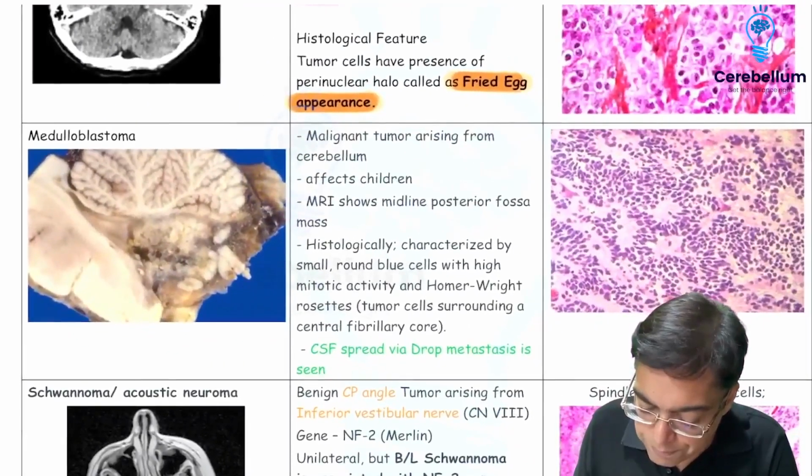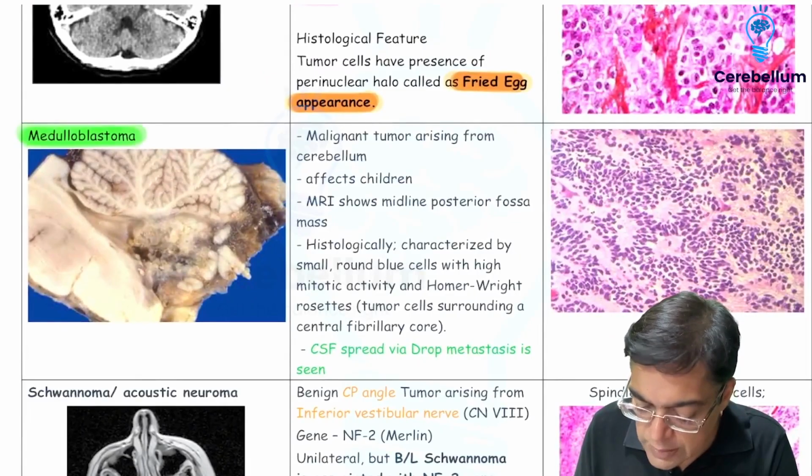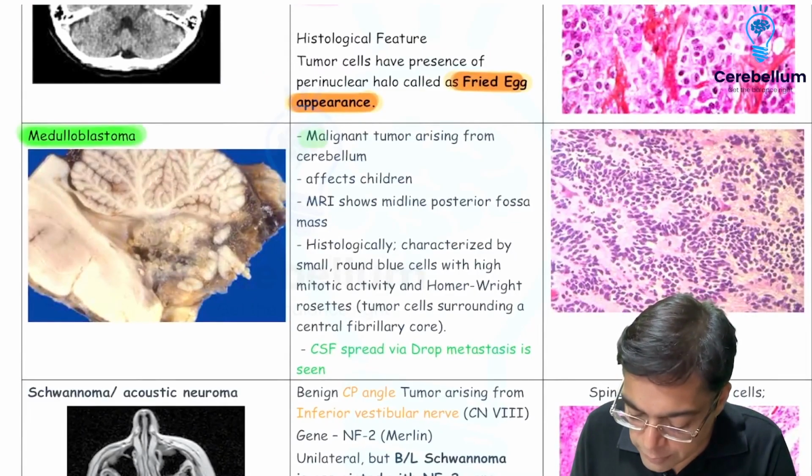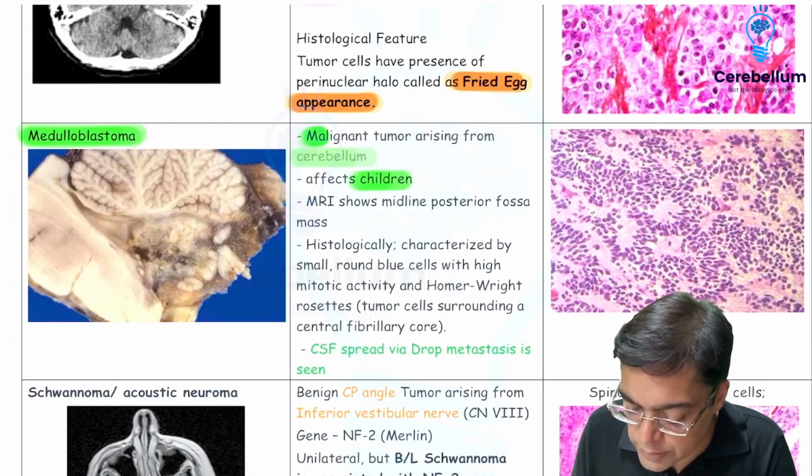Talking then about a tumor given the name of medulloblastoma. Medulloblastoma is an example of M for medulloblastoma, M for a malignant tumor. This tumor is seen in children, and this tumor is again arising from the cerebellum.